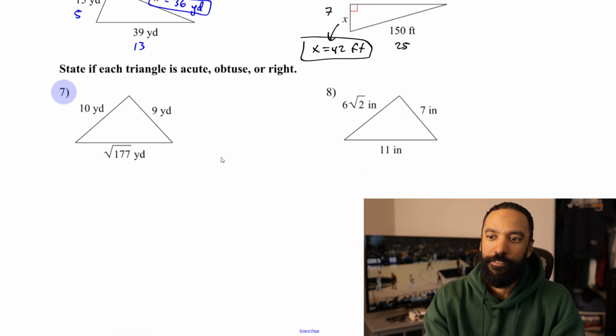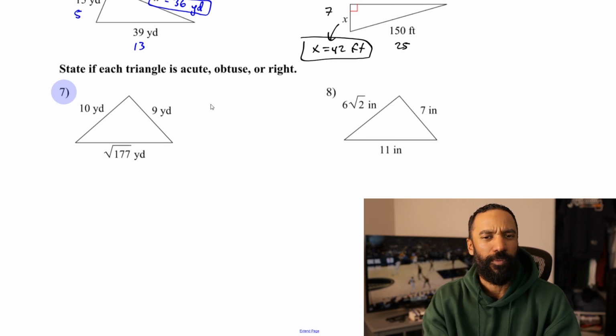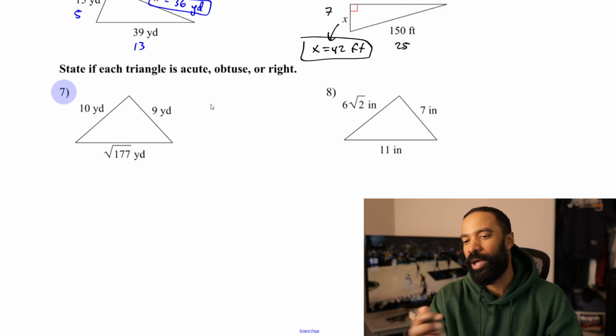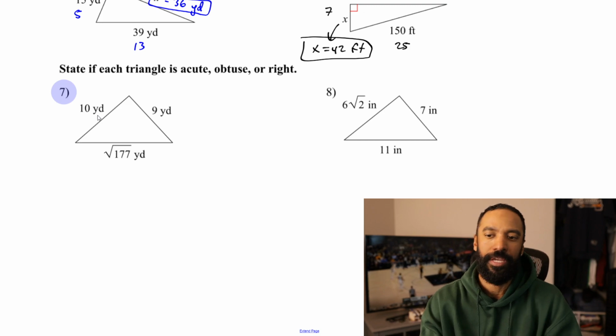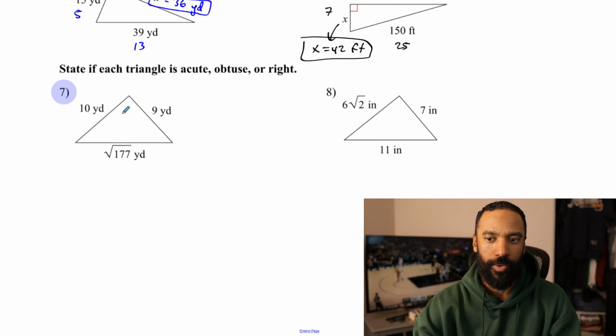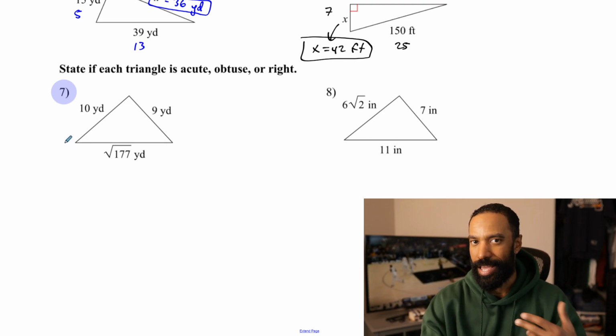All right, state if each triangle is acute, obtuse, or right. We're still in section 9.1, and this is the converse of the Pythagorean theorem. This time you don't know if you have a right triangle, but what you do is test it.